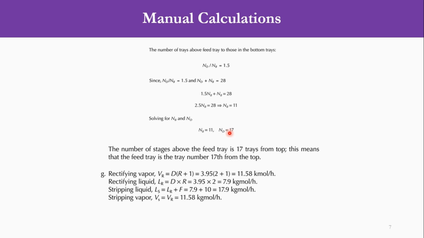So there are 17 stages from the top. That means that the feed tray is number 17 from the top. So there are 28 stages in the system. 17th is the feed stage. So we will now go to the Aspen HYSYS and we will simulate it, and in the third part we will compare the results.